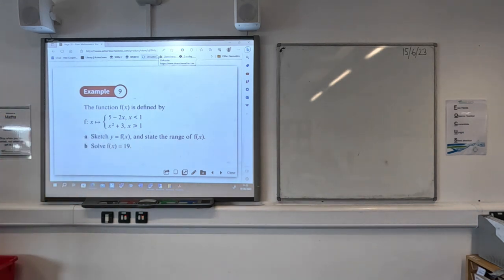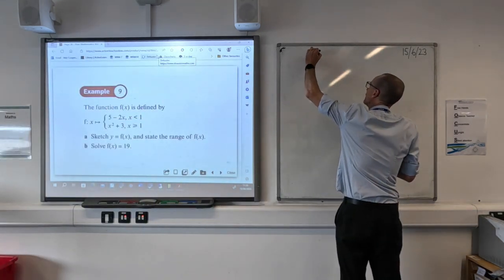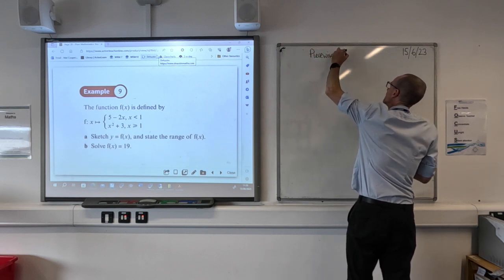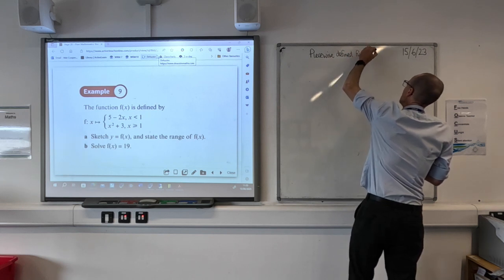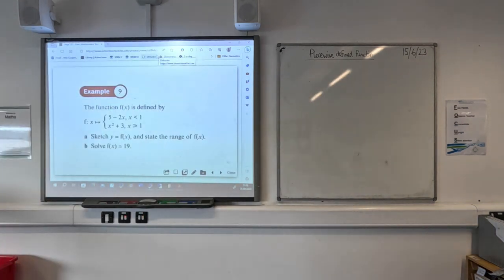So for x values less than 1, one rule applies, and for x values that are 1 or bigger, a different rule applies. This sort of function is called a piecewise defined function. Very pompous, isn't it? There you go. But it's just an example of a function where, depending on the number that you're putting in, you may have to vary the rule that you apply.